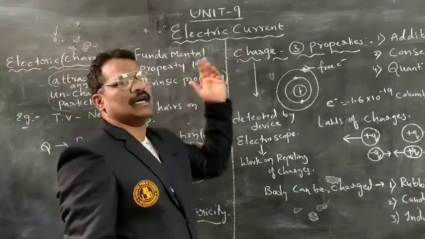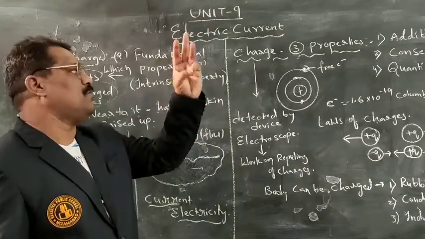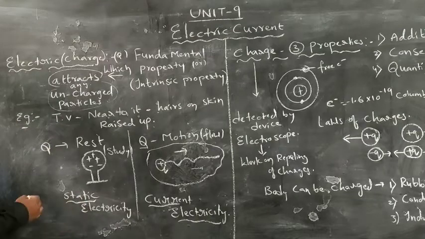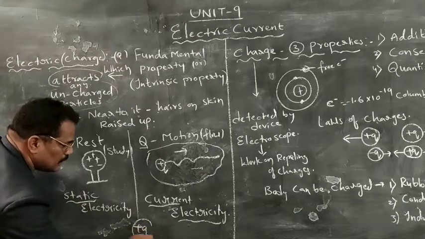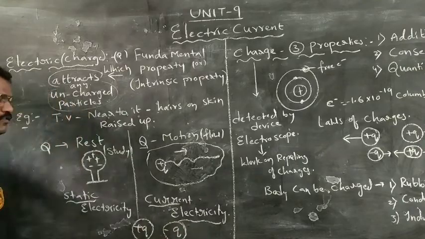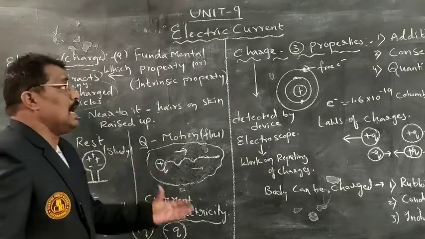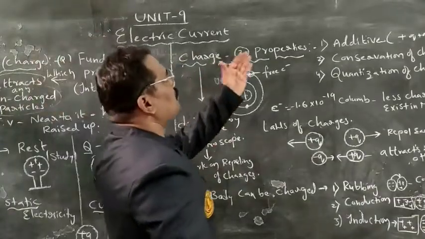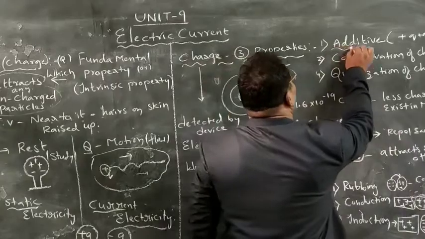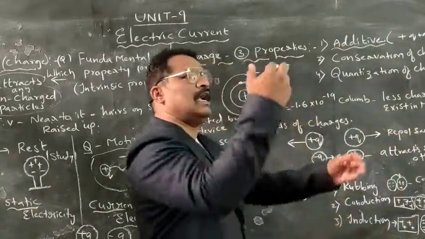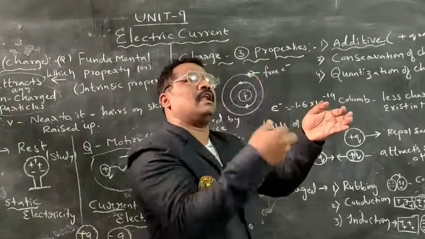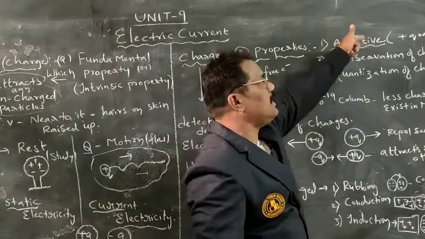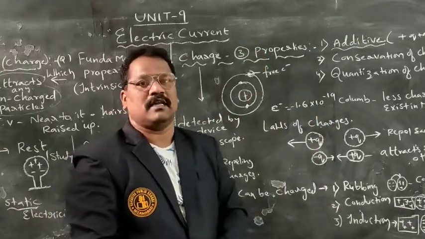This charge will have three different properties for us. How many types of charges are there? Two types of charges. One is a positive charge, the other one is a negative charge. These two charges have different properties. Three properties will be there. The first property is nothing but what? Additive property. The charges are adding. As the charge is existing, we can add so many charges to a particular charged body. That is the first property of the charge.